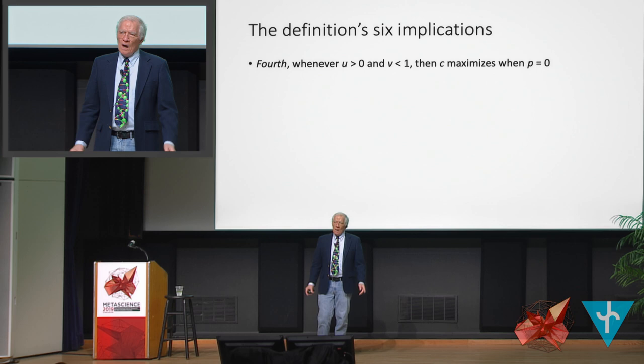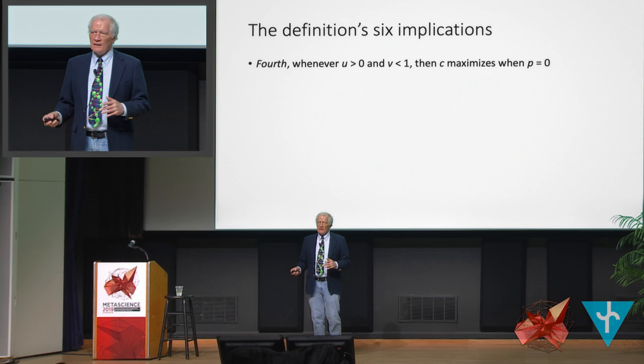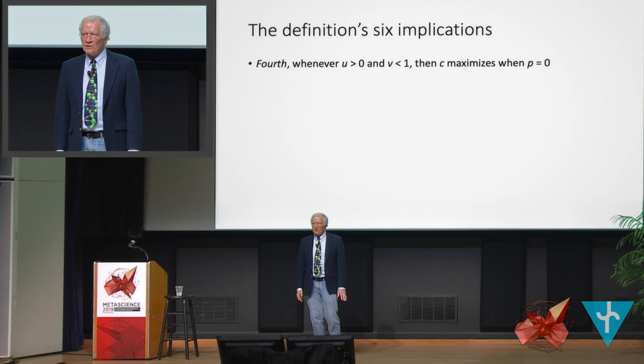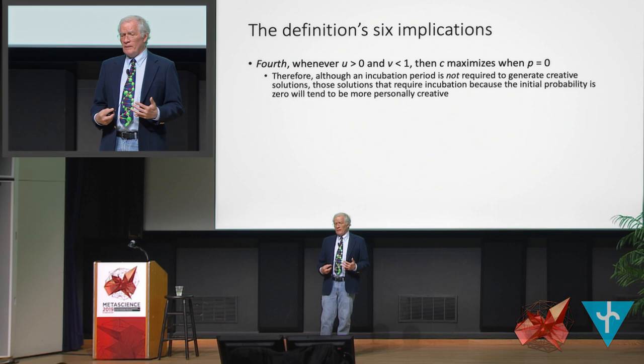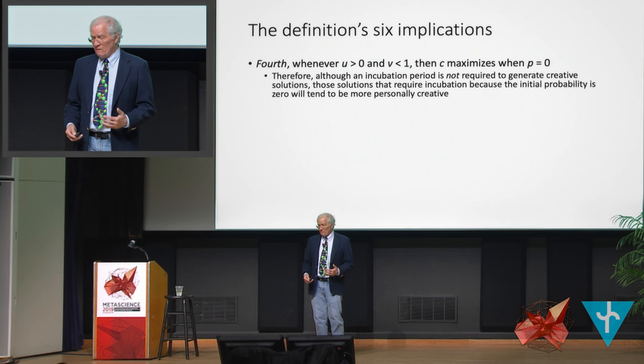Fourth, whenever the utility is greater than zero at some fixed value, and whenever the prior knowledge of that utility is less than one at some fixed value, and this is an interesting point, creativity maximizes when P equals zero. What that means is this, that although an incubation period is not required to generate creative solutions, those solutions that do require incubation, because the initial probability is zero, will tend to be more personally creative, okay? That comes out of the math.